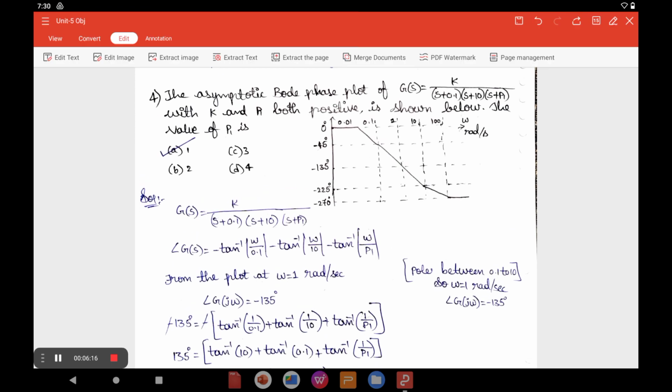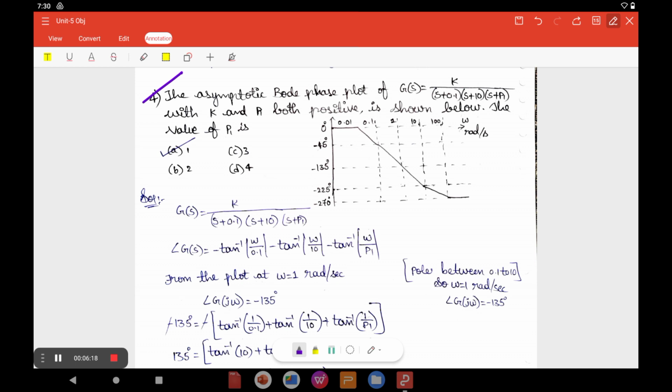So question number 4 is the asymptotic Bode plot. The Bode plot is given, and you have to find out the P1 value. The plot given is a phase plot, and you are asked to calculate the P1 value.